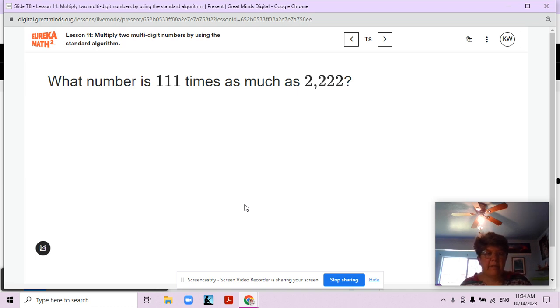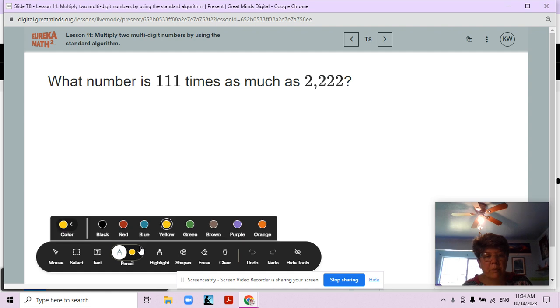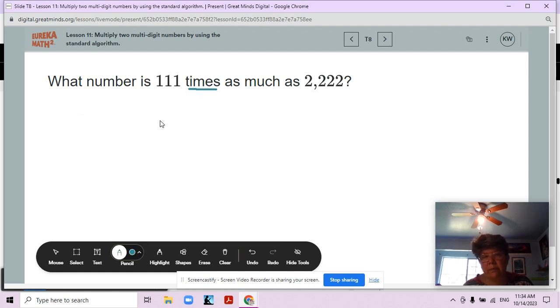So as you can see, we have a problem on the board. What number is 111 times as much as 2,222? All right, so let's start by thinking about what does that mean, right? What expression can we use to represent this number? What number is 111 times? So there's a clue that it's going to be 111 times 2,222. All right, so now we know what our math problem is.